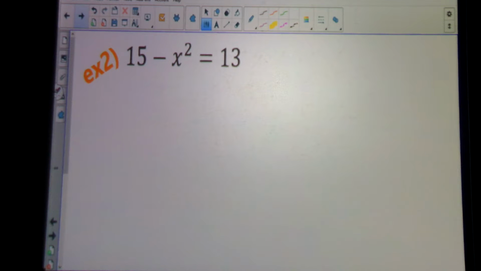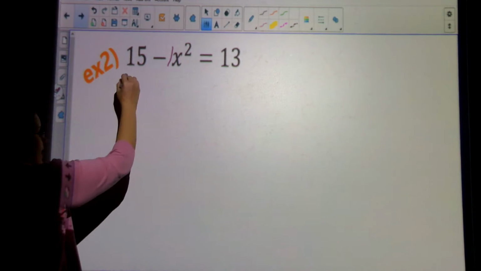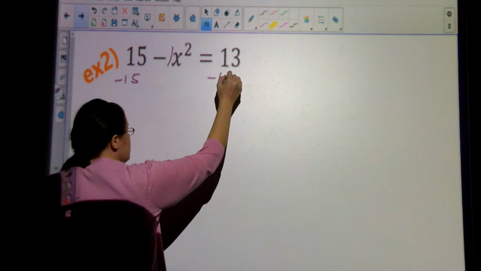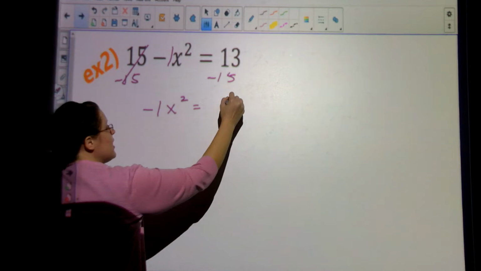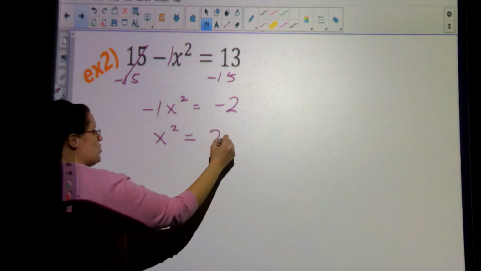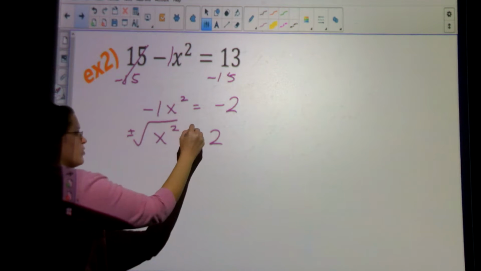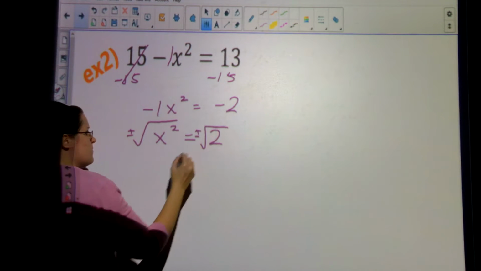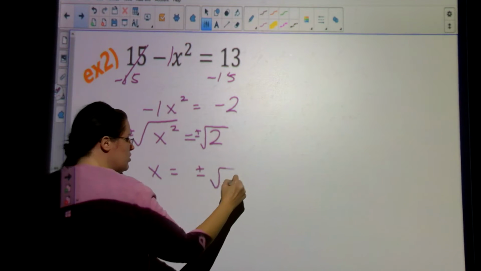Okay, so let's try another one. Don't get confused with this minus. It's a minus 1 there. So let's subtract 15 from both sides. Negative 1x squared equals negative 2. Divide by negative 1, we get 2. So now to undo that, we do plus or minus square root. So here you get x equals plus or minus the square root of 2.